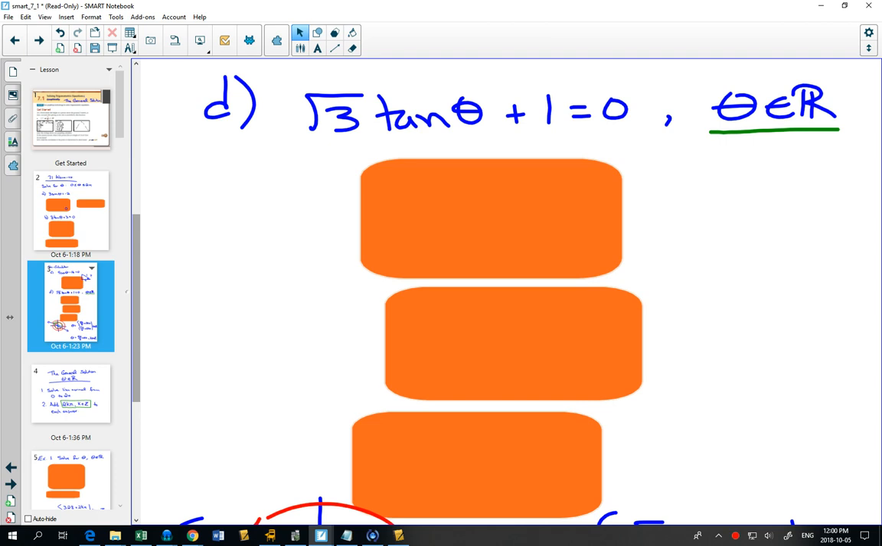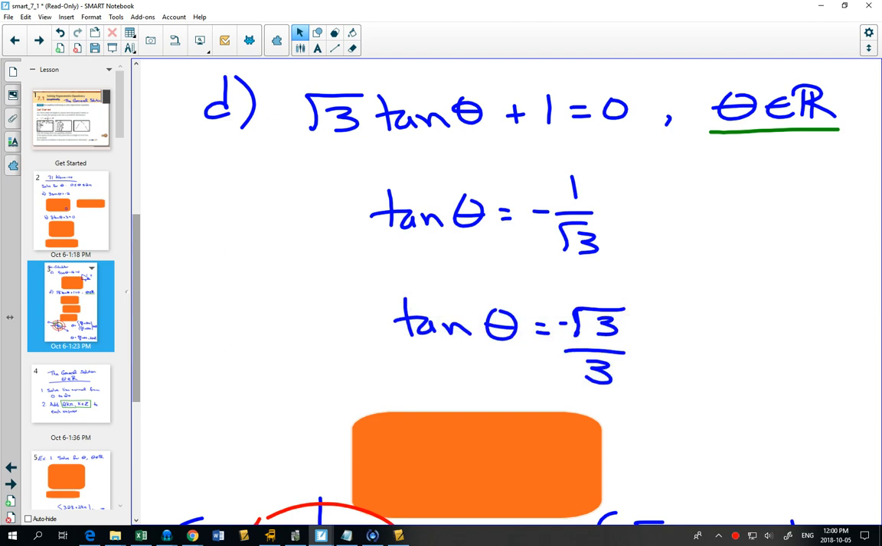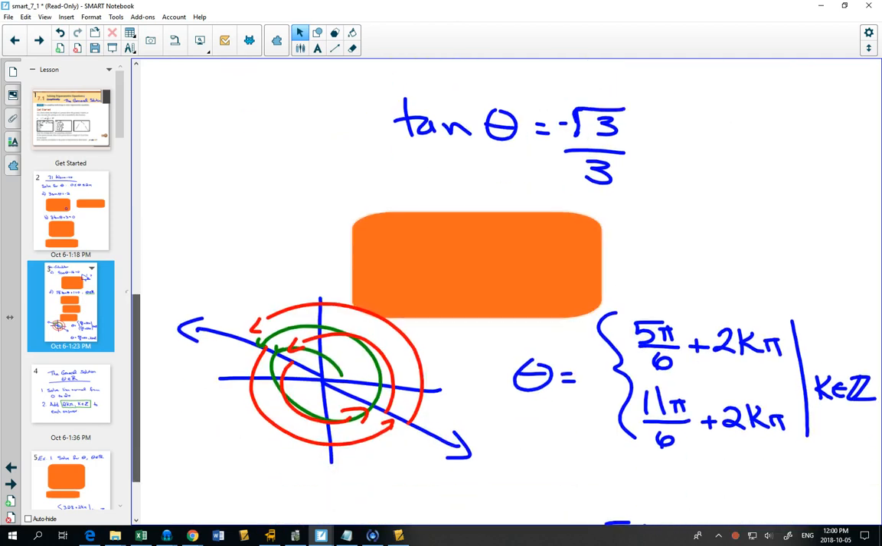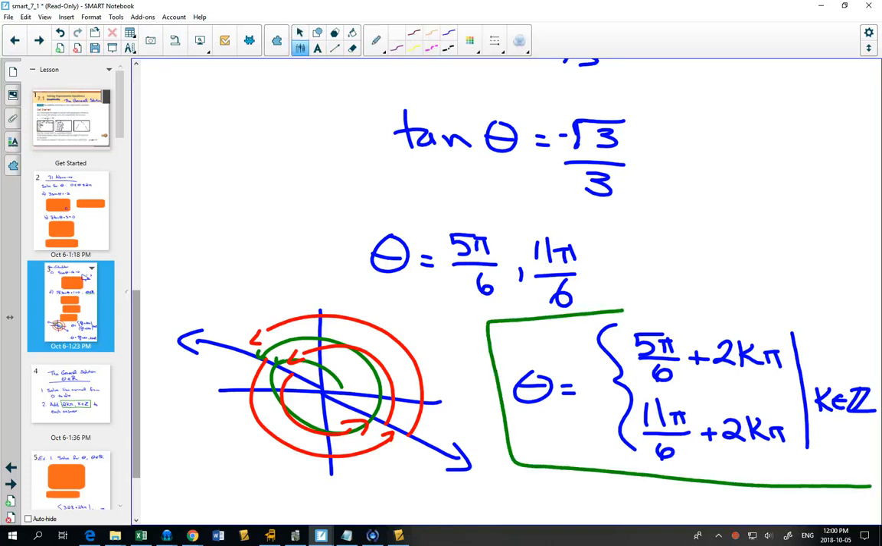Off, you get tan by itself. You get -1 over root 3, which you recognize is the same as -root 3 over 3 after you rationalize. So on your unit circle, you'd have 5 pi over 6 and 11 pi over 6. But the answer for this one, we can write like this. This is new. Don't be too scared yet.